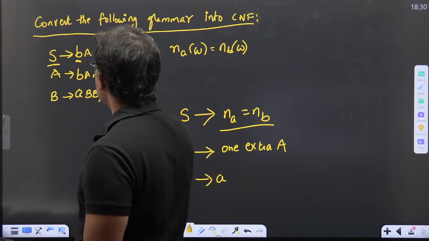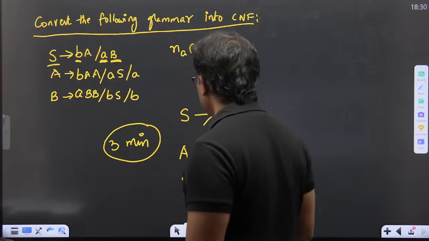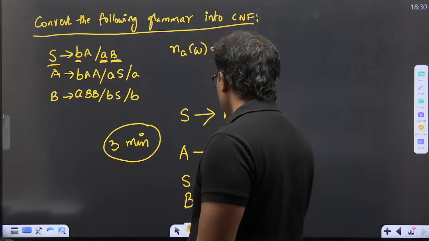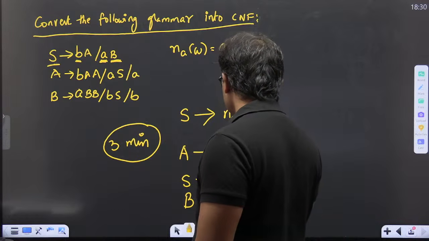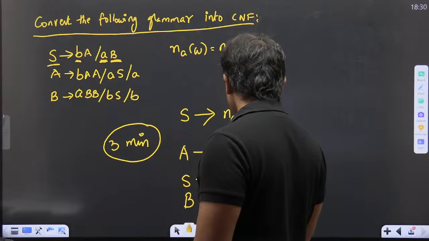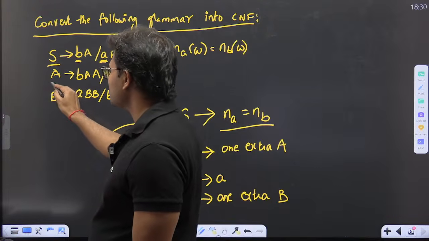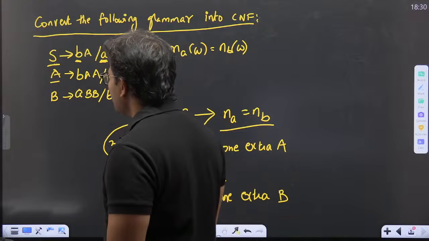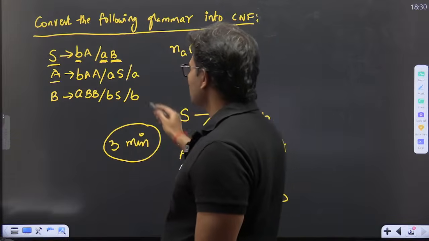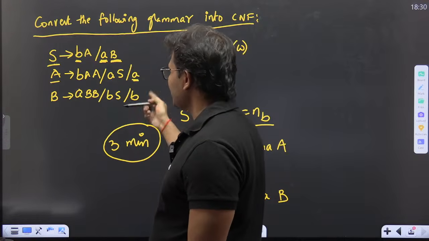The responsibility of B is to generate one extra B. Okay, so I'm going to write it. B is one extra B. Right? Now let's go to A. What is the responsibility of A? It has to generate one extra A. Okay. So if I write A, it is one extra A.